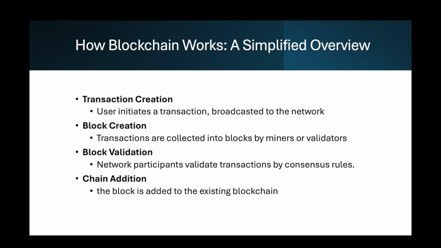How blockchain works, a simplified overview. Transaction creation, a user initiates a transaction, which is then broadcasted to the network. Block creation, transactions are collected into blocks by miners or validators. Block validation, network participants validate transactions within a block according to consensus rules. Chain addition, once validated, the block is added to the existing blockchain, making the transaction history unalterable and publicly recorded.